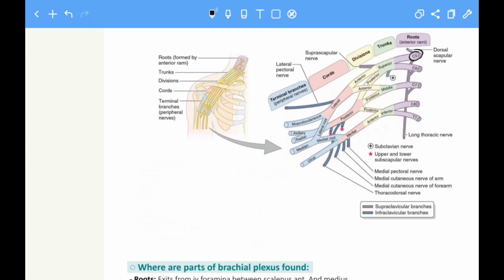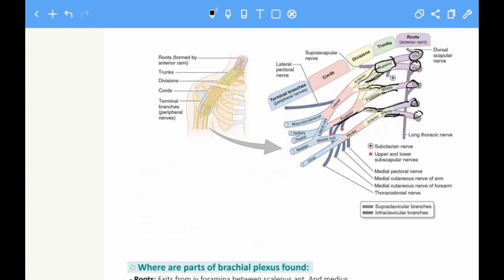C5 and C6 unite together to form the upper trunk, C7 will form the middle trunk alone, and C8 and T1 will form the lower trunk. Each of which divides into anterior division and posterior division. All posterior divisions unite to form the posterior cord, and the posterior cord will divide into 5 main branches, called ulnar.